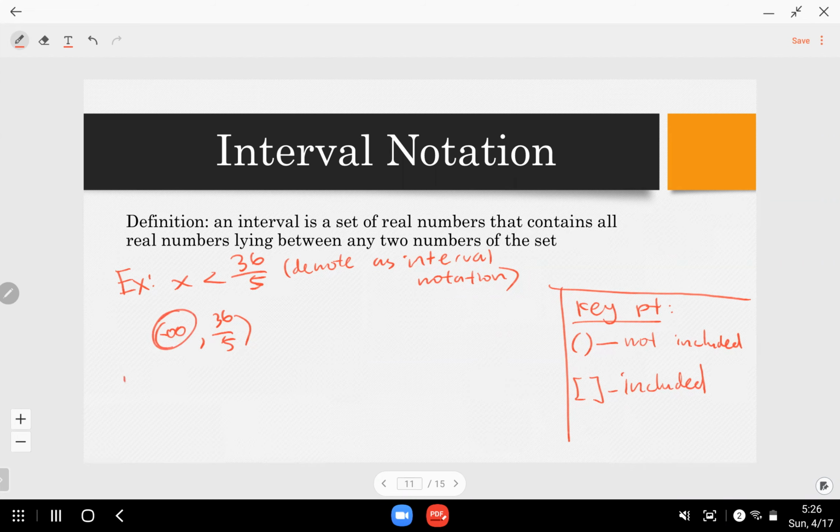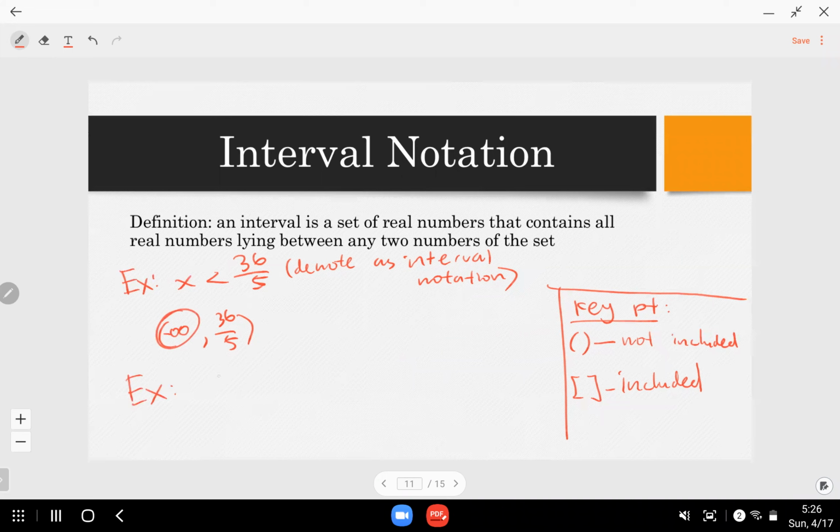So let's do another example: 5 is less than or equal to negative x. How do we denote this as interval notation? Who can help me with this? Does anybody know?